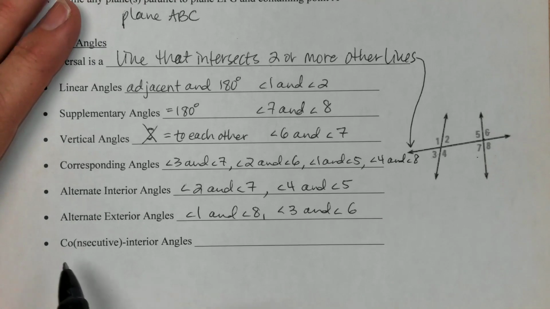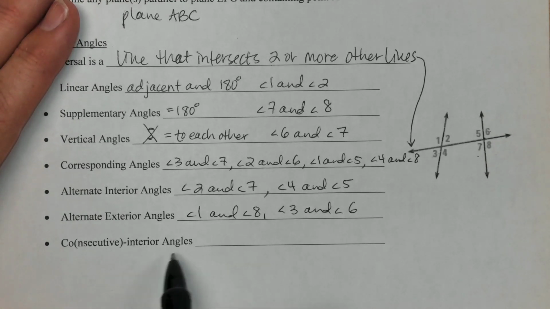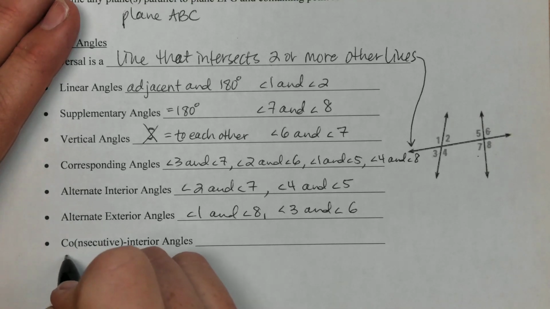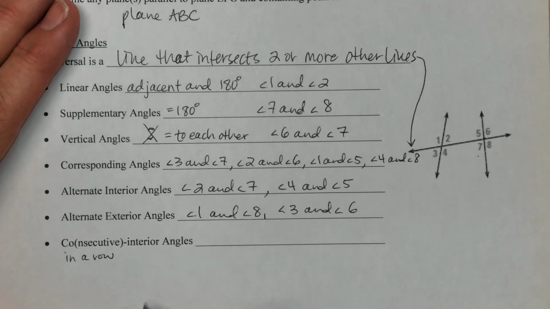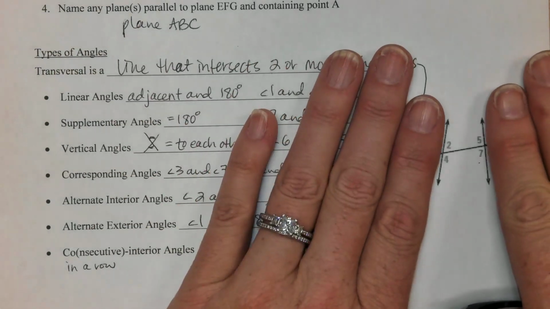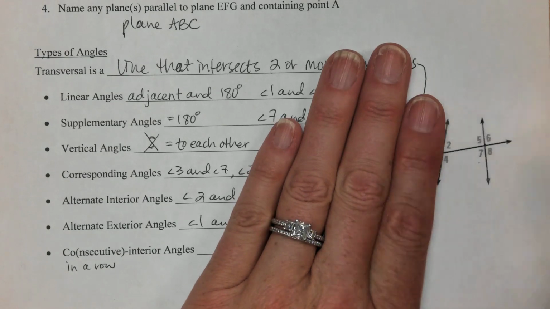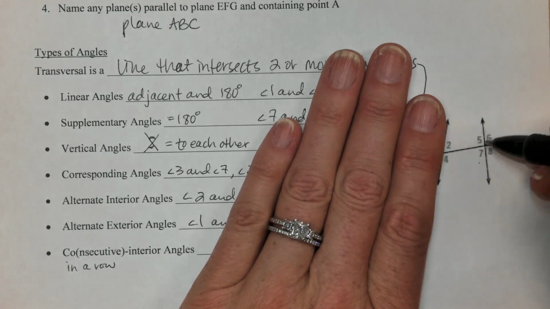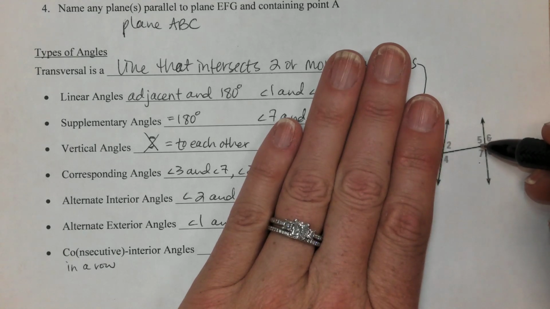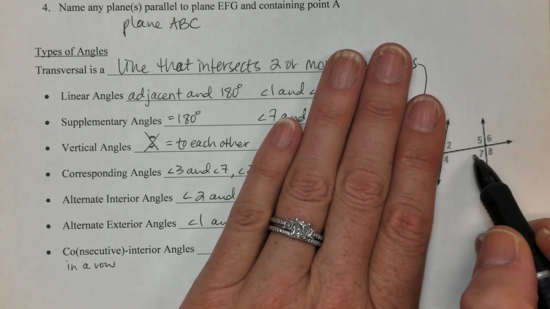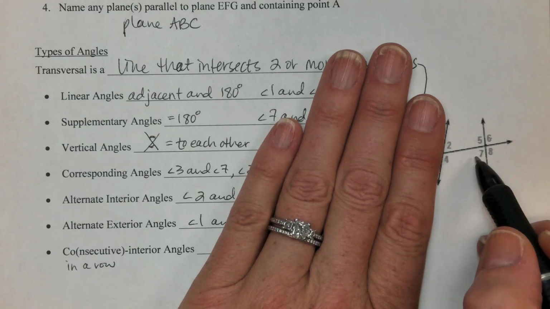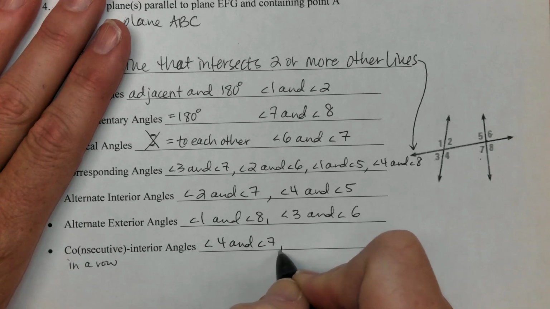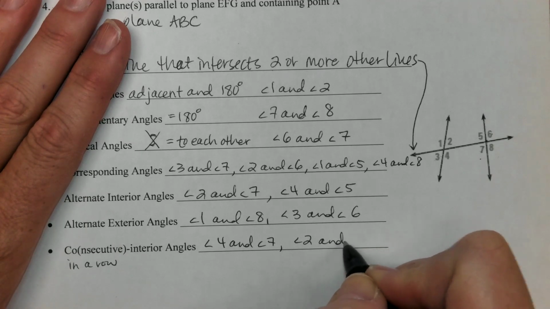The last ones are called, their whole name is consecutive interior. We usually end up just calling them co-interior angles. But consecutive just means in a row. Interior angles. So they again are on the inside. And instead of being alternate, instead of being on opposite sides, they are next to each other. Not linear though. I know 5 and 7 look like they're next to each other, but we want to be on the same side of the transversal. So 4 and 7 would be our consecutive interior, along with 2 and 5.